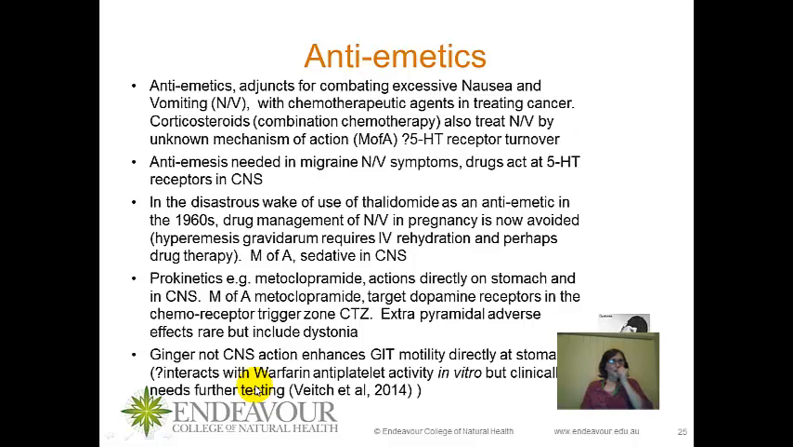There are other antiemetics. Ginger will also be antiemetic, but it will also enhance gastrointestinal motility. That may be a good thing, that may give it a prokinetic action, but with ginger, you also need to be aware it interacted with warfarin and other antiplatelet treatments. This is seen in vitro. It would require further testing to see if that is clinically significant.